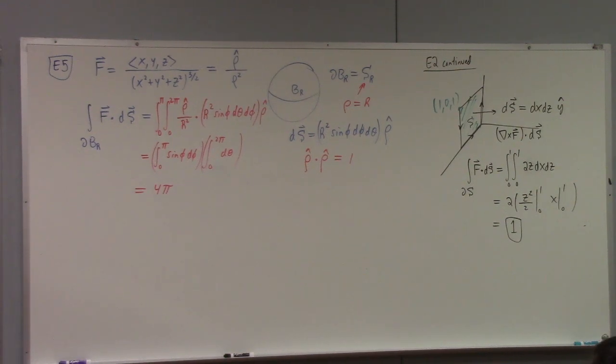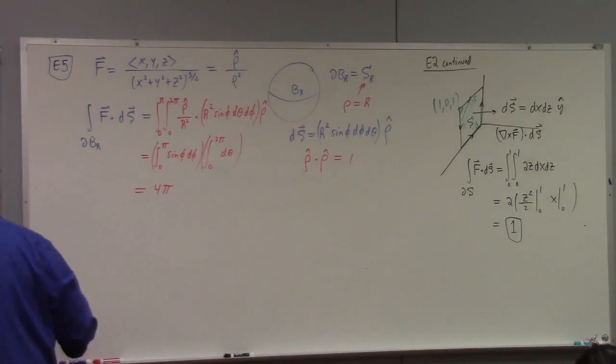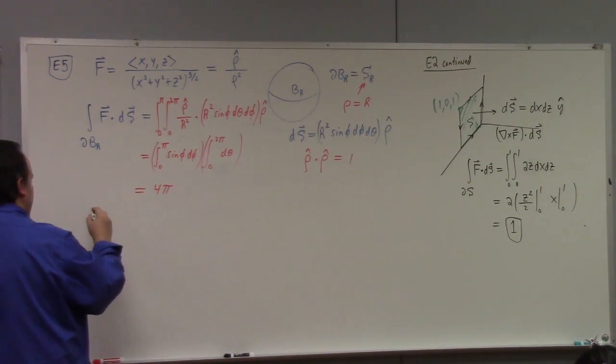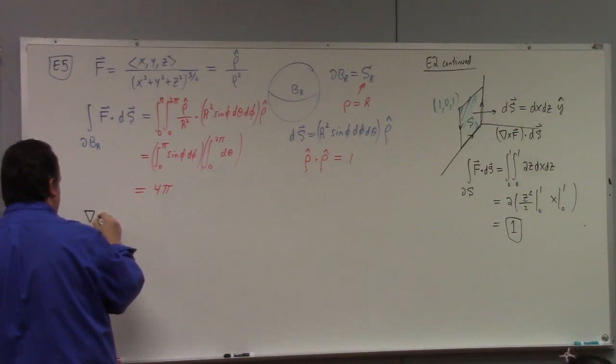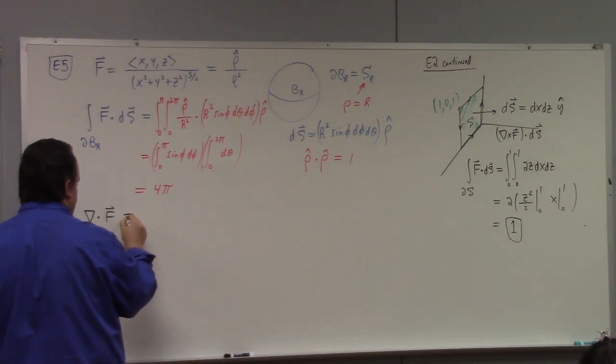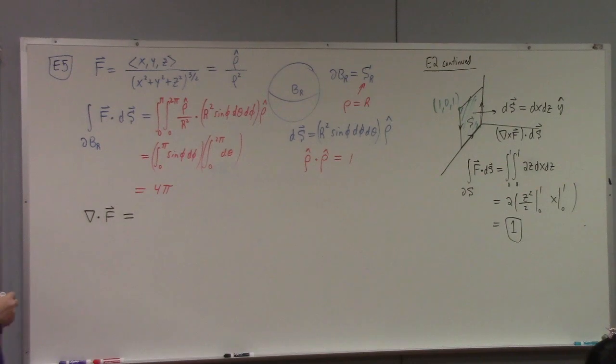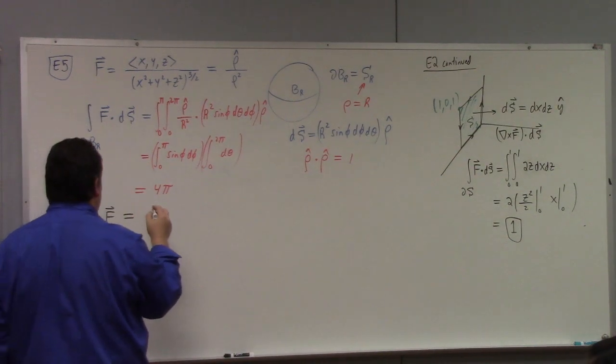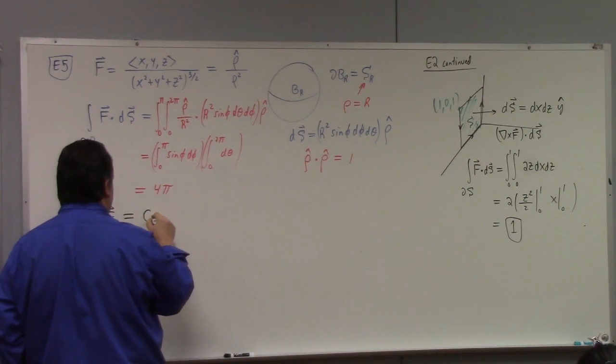And you guys in your homework have calculated, or you will calculate, the divergence of F. What is it? So you work it out. The divergence of this vector field is actually 0.